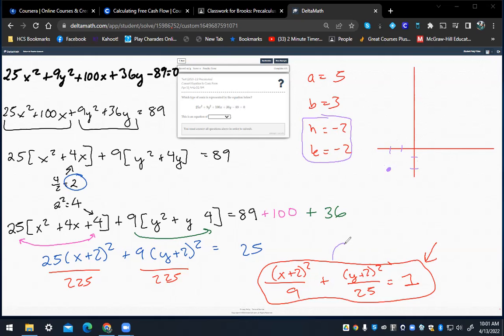Now, your A value is sitting under the Y variable. Your A value is always bigger for ellipses, and since it's under the Y, that means your ellipse is going to be elongated this way. If your A value is under the X, it would be elongated that way. So we're going to go up 5 and down 5. 1, 2, 3, 4, 5. This is one vertex. And then 1, 2, 3, 4, 5. This is a second vertex.